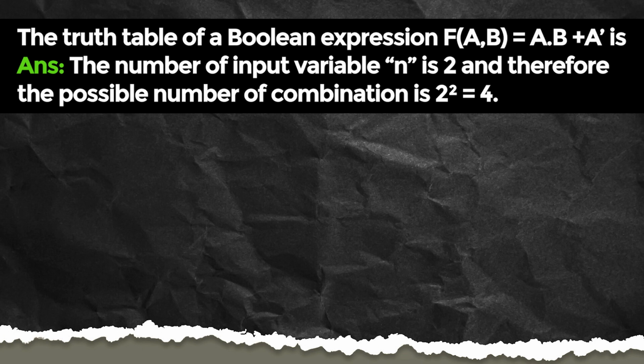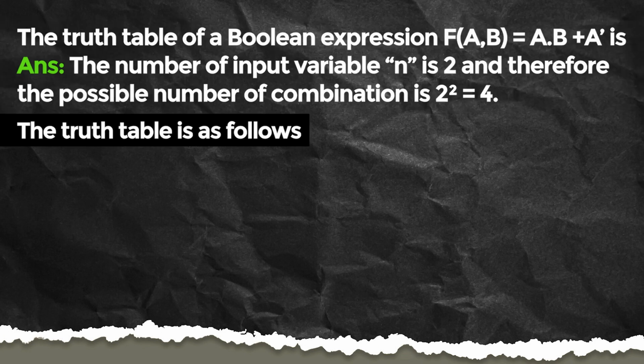In this Boolean or logical expression, there are two variables, A and B, and these two variables can have any logical values, that is 0 or 1. As the number of input variables is 2, 2 raised to n, where n is 2, that is 2 raised to 2, is equal to 4. Therefore, there are 4 different possible combinations of the input variables A, B.